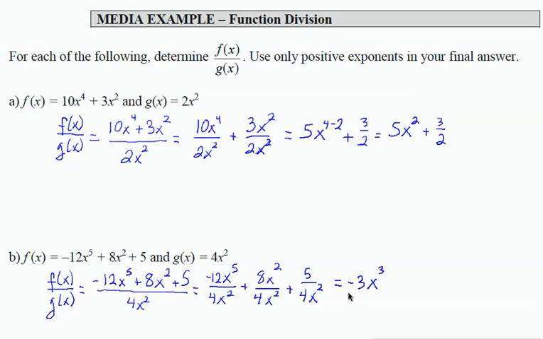plus my second fraction, 8 divided by 4 is 2, my x squareds will cancel, leaving me just with 2, and then my last fraction, I can't do anything with. I can't simplify the coefficients, and there are no x parts to combine, so I just leave that as 5 divided by 4x squared. So my final answer for part B then, f of x divided by g of x, is negative 3x cubed plus 2 plus 5 over 4x squared.